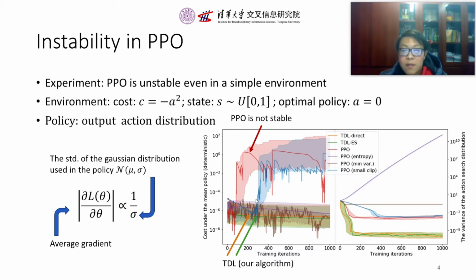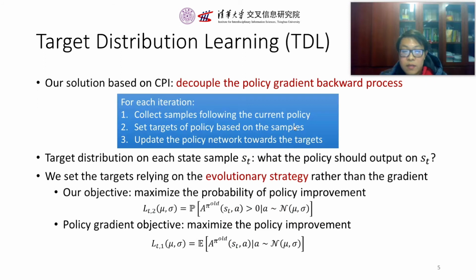However, when the variance of the policy becomes smaller and smaller, the average gradient becomes larger. The large gradient results in a large update, and the large update may drive the originally near optimal policy far away from the optimal. This results in instability. We observe such instability in our experiments, as we can see from the figure. On the other hand, the orange and the green lines are stable and approach the optimal policy. They correspond to two variants of our algorithm.